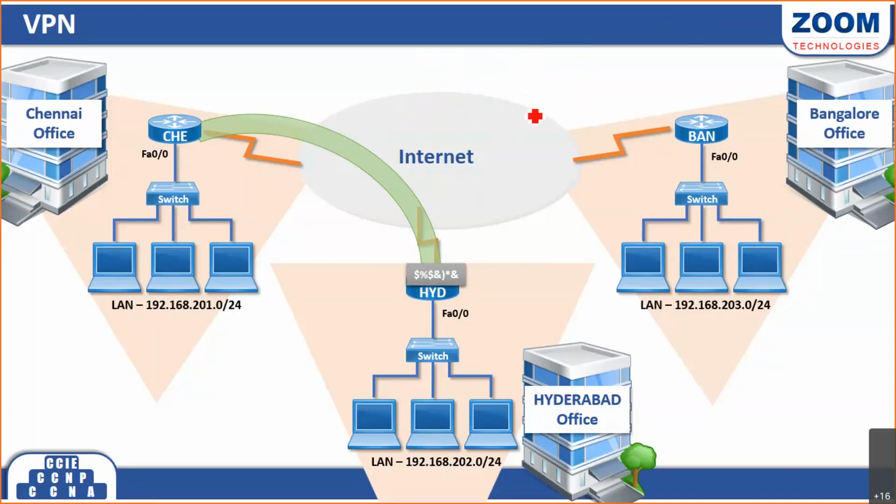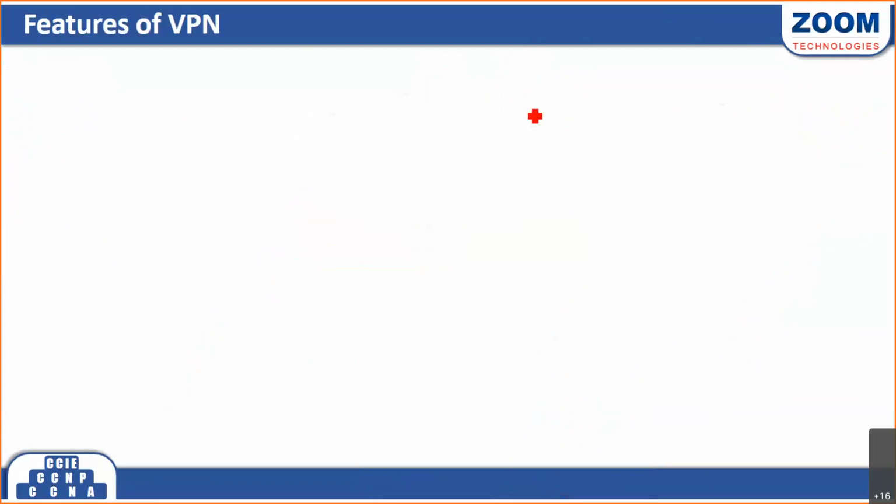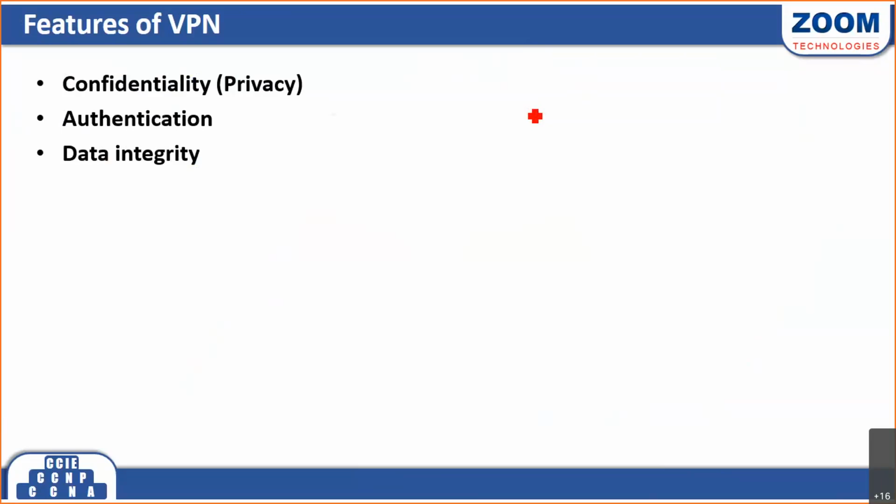So we'll see which VPN features and how it works. Data confidentiality, data privacy means what? Encrypted. Authentication: every packet, every piece of data is password protected. And data integrity: the data cannot be modified. Anti-replay. All these VPN features can be supported. So it provides very strong security.